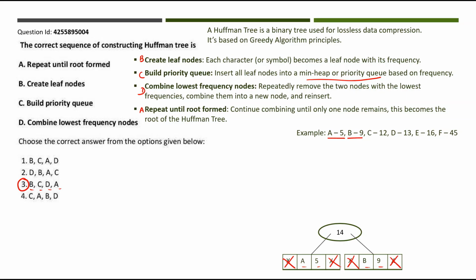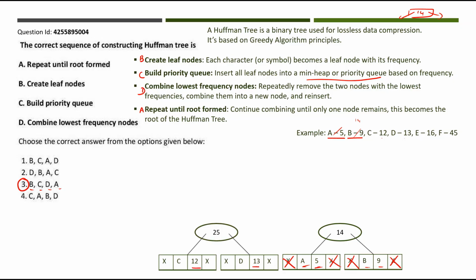We have to repeatedly remove two nodes with the lowest frequencies, combine them into a new node. Now this node can be taken in this way. We have 14 left child and right child. When it is an intermediate node or an internal node, I just used oval shape. Now we have node 14. Still we have two more nodes that are lower than this 14. So we will bring C and D separately. Now we will combine these two lowest frequency nodes.